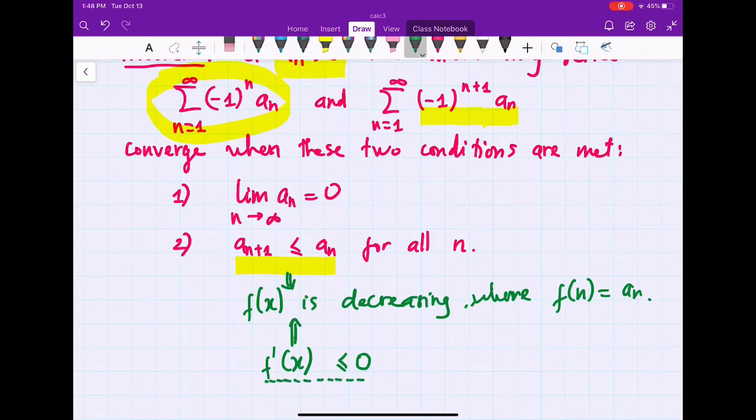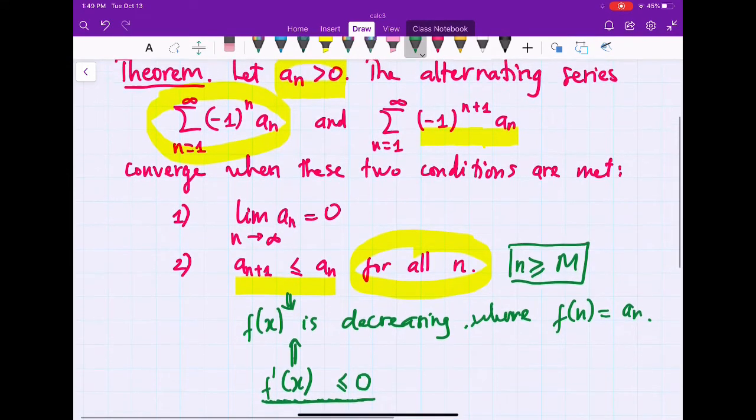Sometimes you need to differentiate, and you see when it is non-positive. And again, you see this condition all the time, for all n. I mention again, we don't need that. This can happen for big enough n, and when you start from big enough n, that is okay for us. Does that make sense?